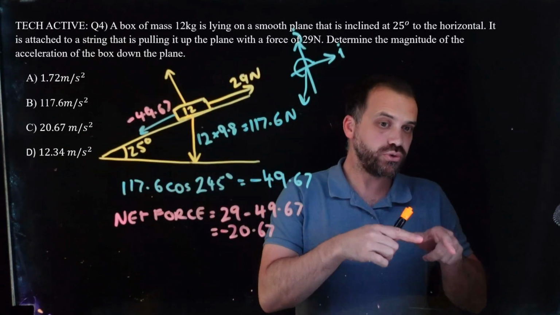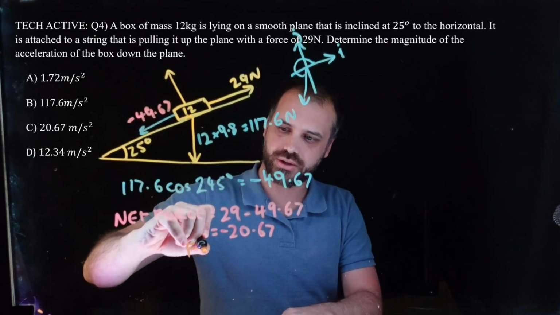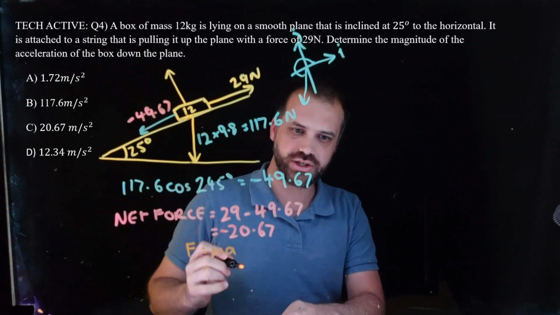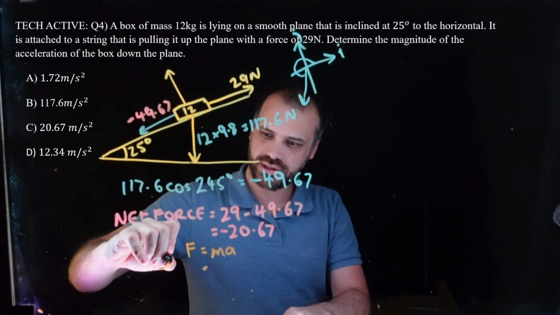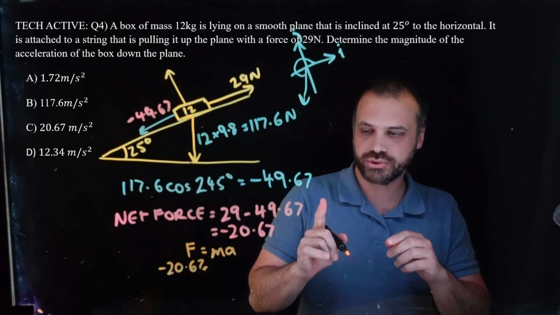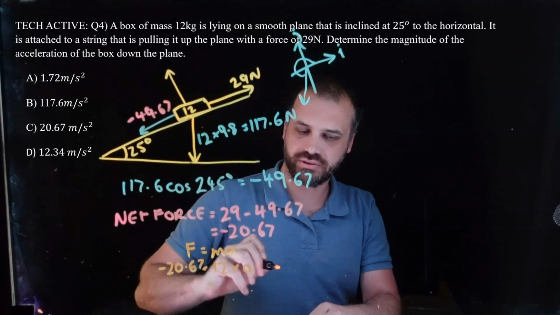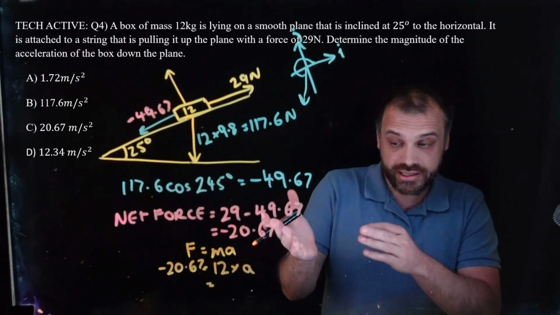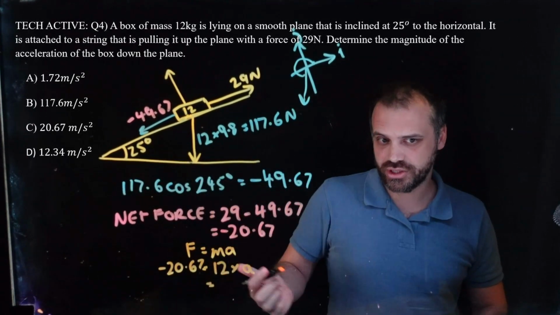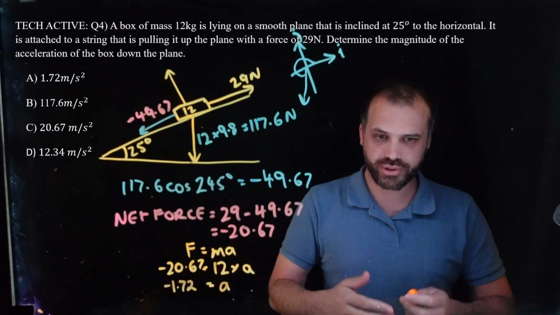But we don't want to know the force, we want to know the acceleration. Luckily, we know that force equals mass times acceleration. And so the force, negative 20.67, is equal to the mass 12 times the acceleration. And we can easily find A now just dividing both sides by 12. Now, acceleration is equal to negative 1.72.